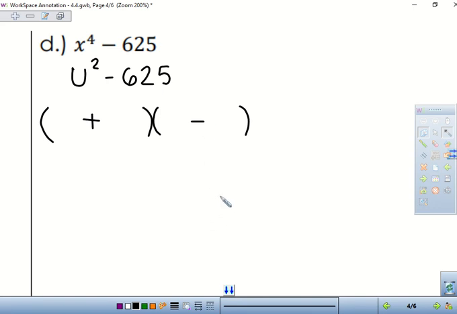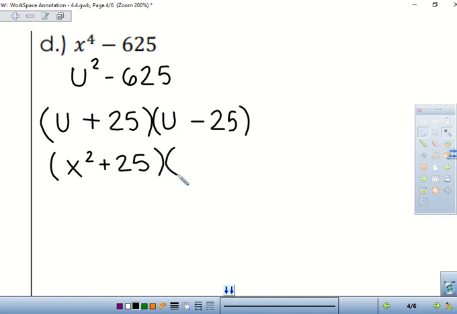And I did a proof for why it works in the last lesson that we originally learned this in, if you do want to know why it works. So, what is the square root of u squared? And what is the square root of 625? 25. How do you know that? How does that make sense? So then from here, we learned earlier that we can replace u with what? X squared.